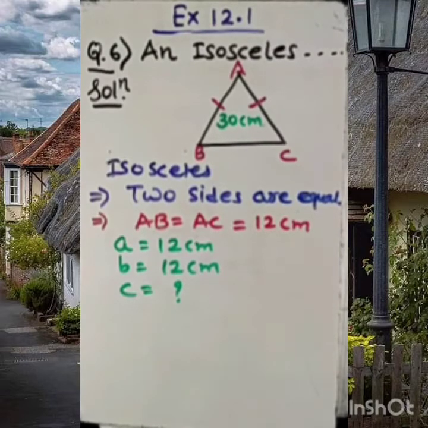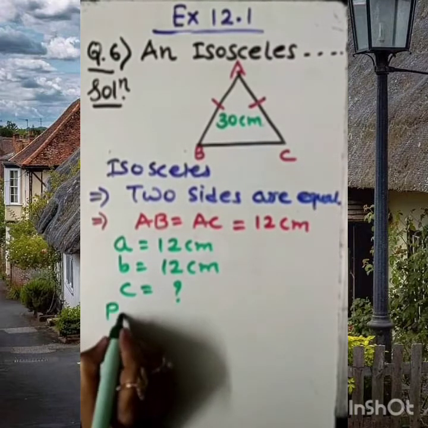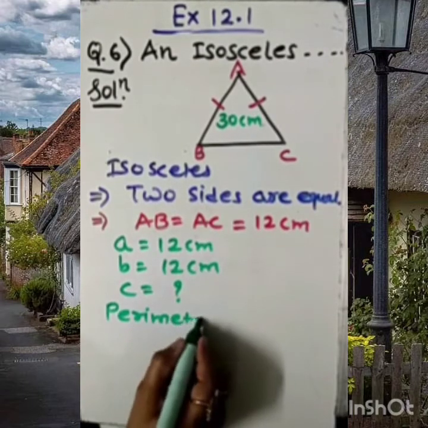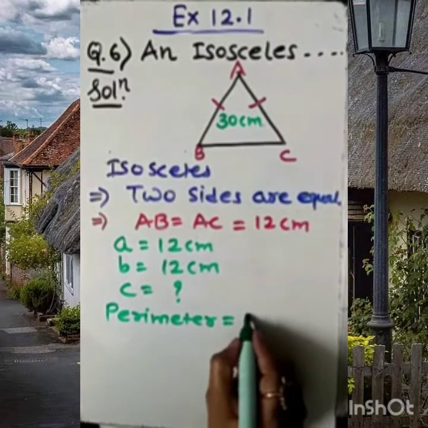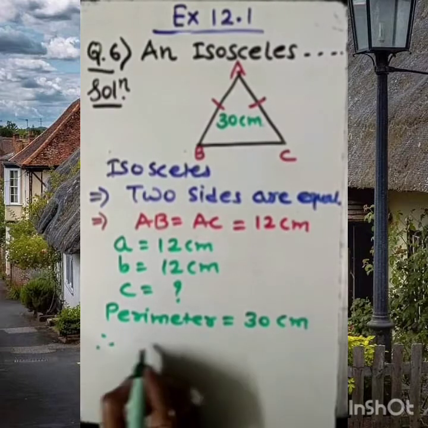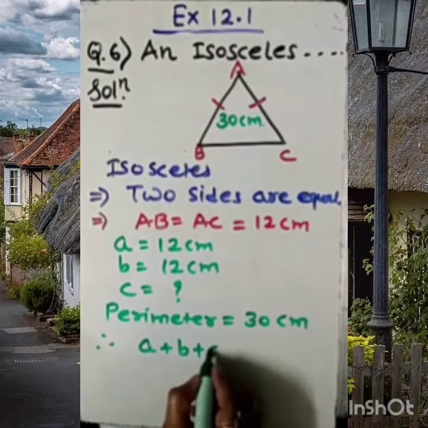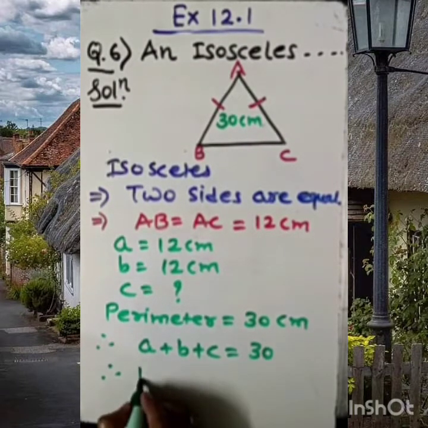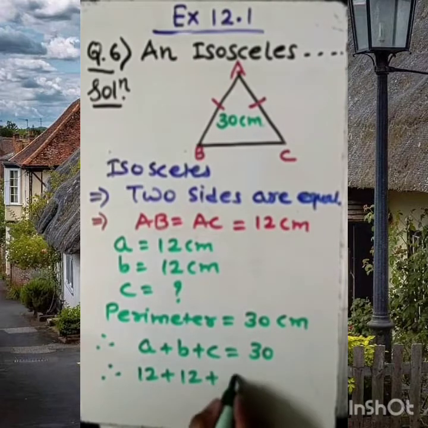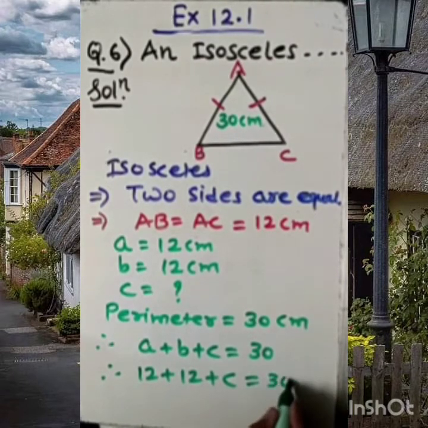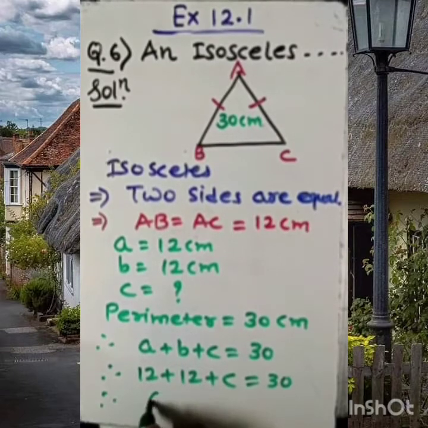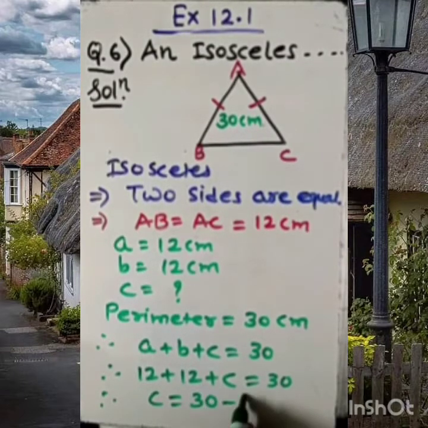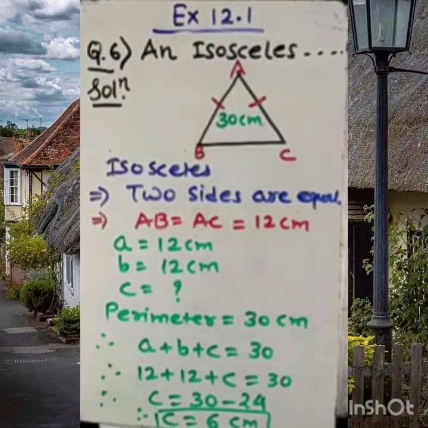And the perimeter of the triangle is already given, that is 30 centimeter. So how to find the third side? a plus b plus c equal to 30. Therefore, in place of a 12, b also 12, but c we do not know. So 12 plus 12 is 24. The c value is 30 minus 24. So the value of the third side is coming 6 centimeter.